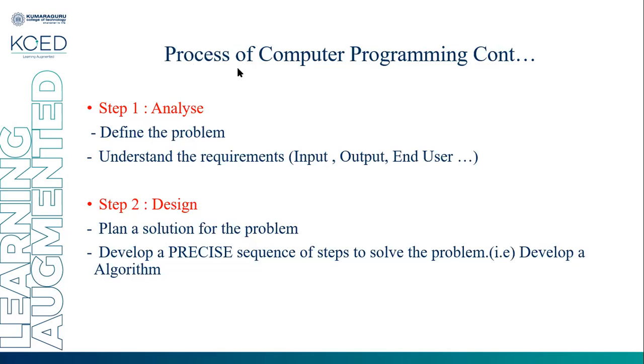Analysis phase. First, define the problem. What kind of problem are you supposed to solve? Understand the requirement. What is the input and output, and who is the end user, who is going to use the system? Step 2, design. Plan a solution for the problem. Develop a precise sequence of steps to solve the problem. You should very clearly tell how to solve the problem. So you can develop an algorithm or a flowchart.